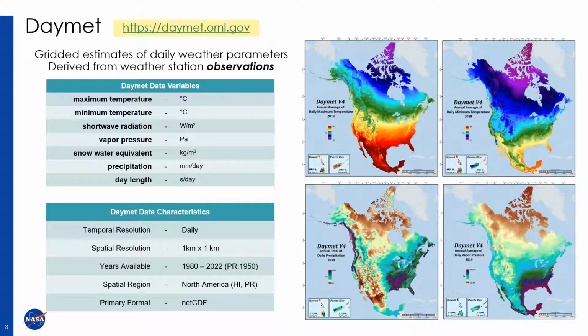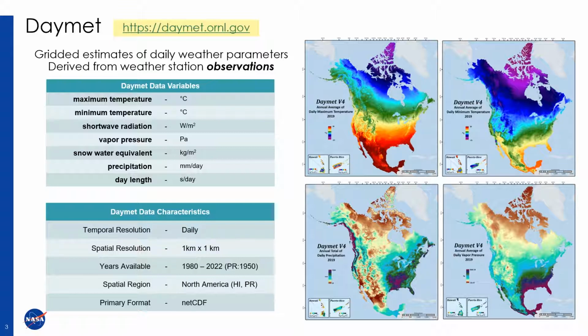Shown on the left are a few annual climatologies derived from the daily data. Shown are average annual maximum and minimum temperature, the annual total of daily precipitation, and the annual average of daily vapor pressure. In all, there are 7 Daymet variables, including shortwave radiation, snow water equivalent, and day length, in addition to the 4 I just mentioned.